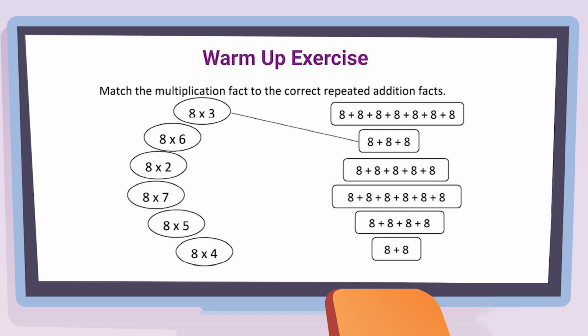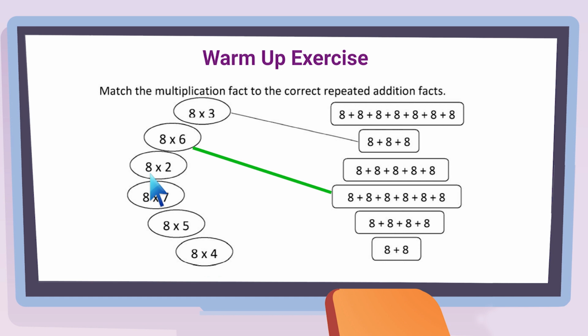Let's match the rest of the multiplication facts to the repeated addition facts. For 8 times 6, we match 8 plus 8 plus 8 plus 8 plus 8 plus 8. So that's the sum of 8, 6 times. And you can see that matching being done with a green line.